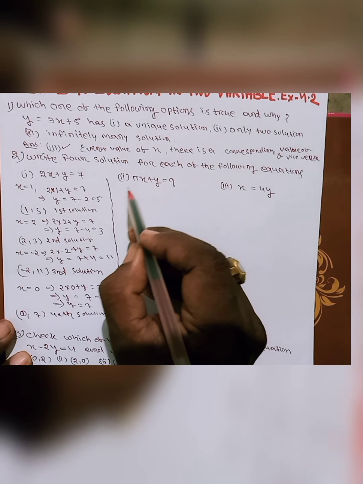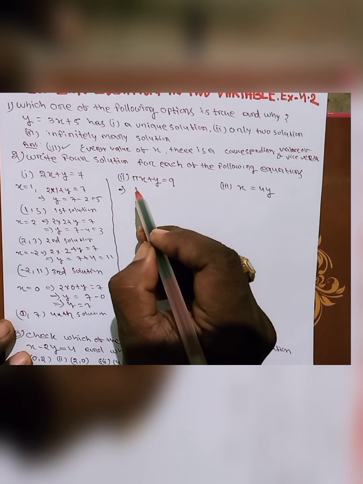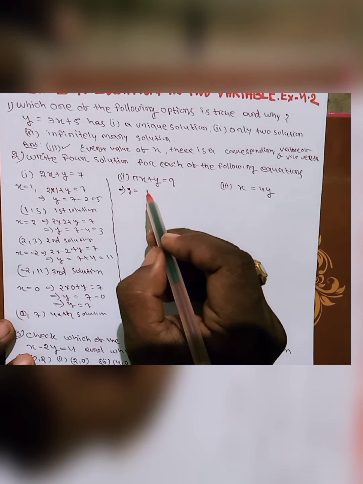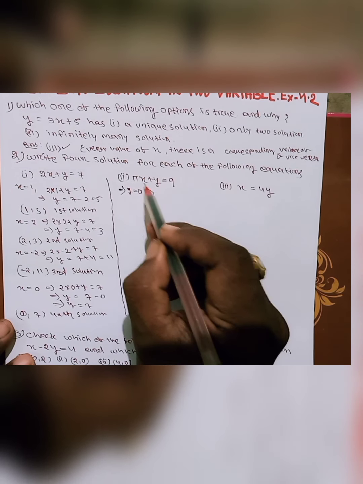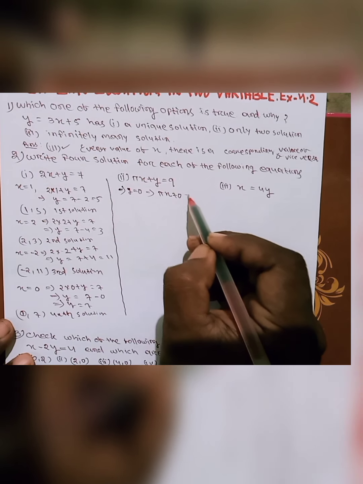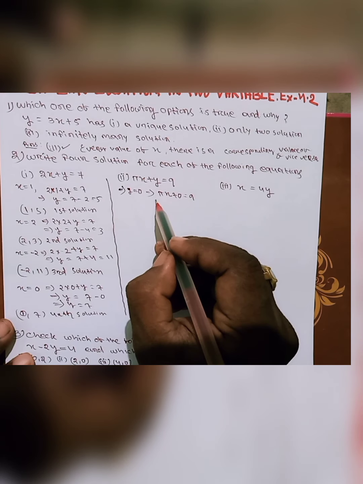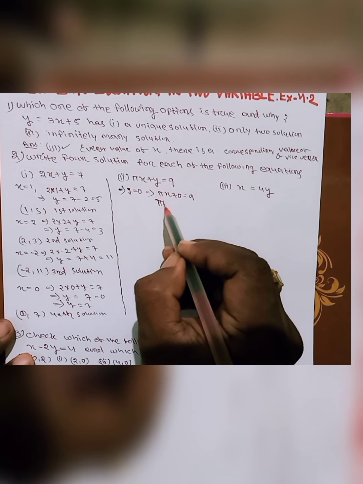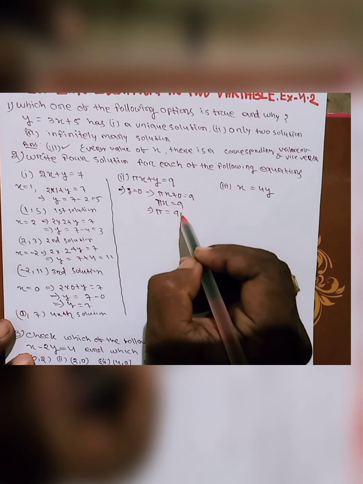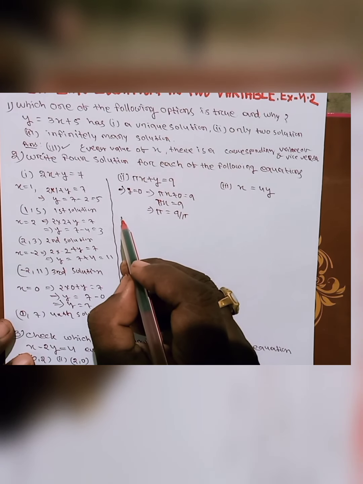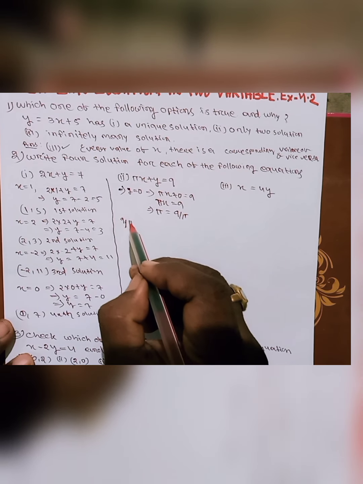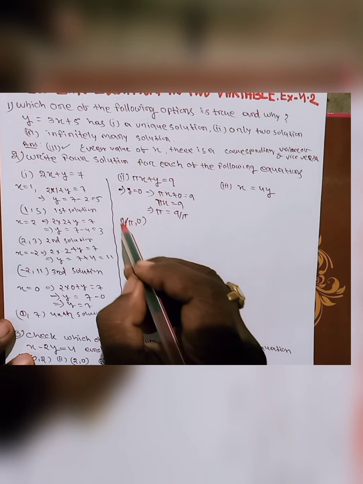Suppose we take y is equal to 0. Then put the value in the given equation: pi x plus 0 equal to 9, then pi x equal to 9 implies that x is equal to 9 by pi. This is the first solution. First write the x value, then the y value: 9 by pi, 0 is the first solution.